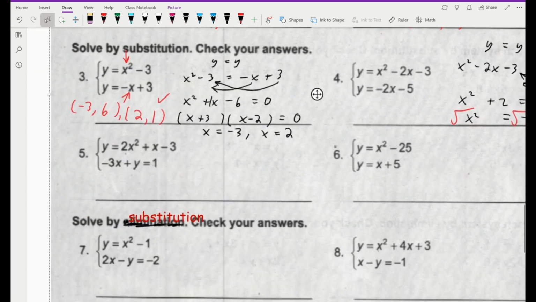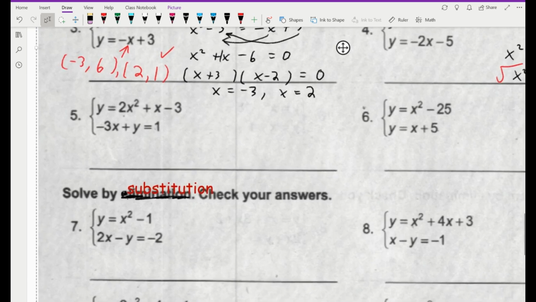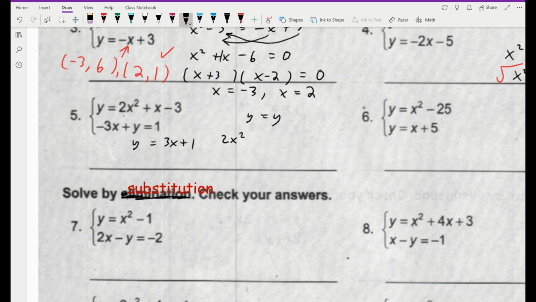Let's look at number 5. Now this one we have not yet solved for y. So we're going to add the 3x to the other side plus 1. Now we can do y equals y. So we have 2x squared plus x minus 3 is equal to 3x plus 1. We're going to move everything over to the right again. So we have 2x squared minus 2x, because we're going to subtract the 3x from the x, and we subtract 1, so we get minus 4, equal to 0.